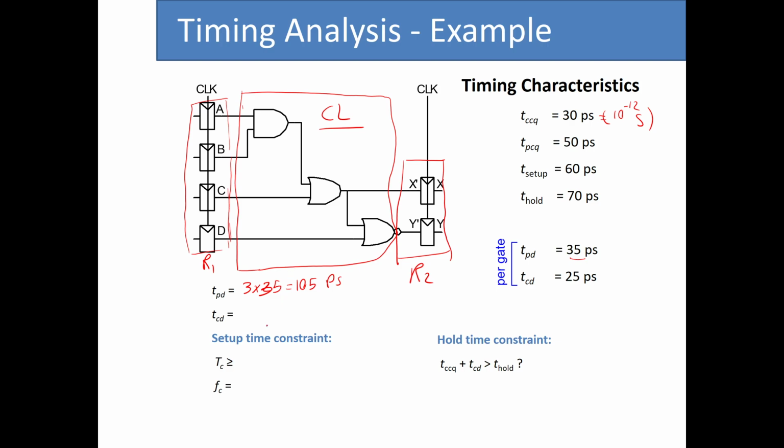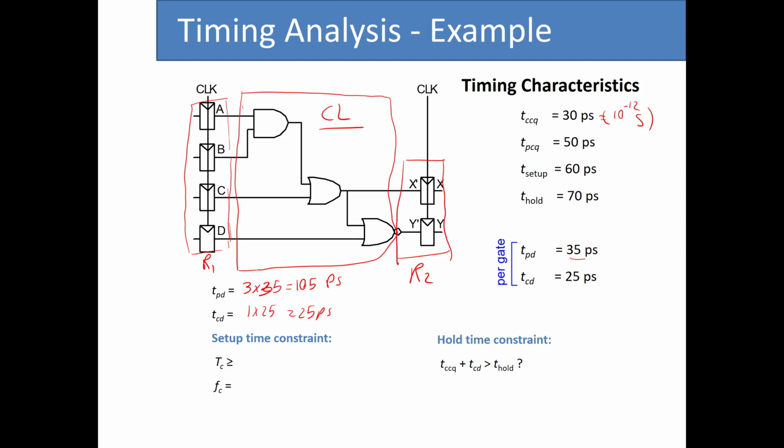Let's just see what is the contamination delay for this circuit. Contamination delay was the minimum amount of delay for a combinational logic circuit. So the minimum amount of delay is for this input when it goes through only one gate and will be used to create y prime. So we have only 1 multiplied by 25, or 25 picoseconds. So these are the propagation delay and the contamination delay of the combinational logic circuit.